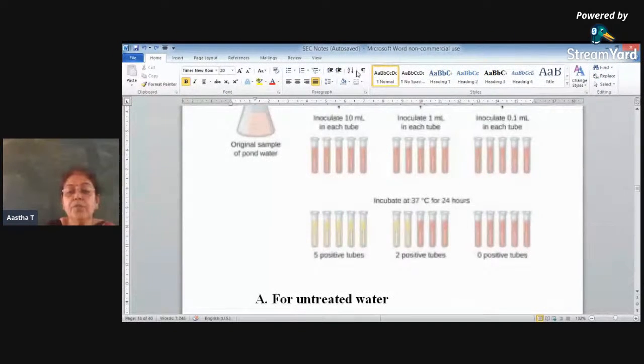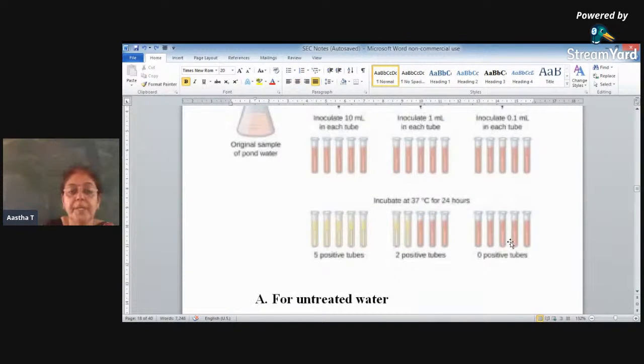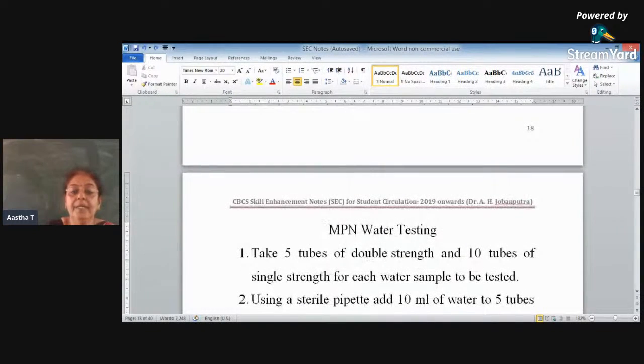So 5 tubes of first set are positive, 2 tubes of the second set are positive, and 0 tubes of third set are positive. Now 5, 2 and 0 is plotted on the McCrady's table, and from that table you will come to know the number of coliforms which are present in the sample. For untreated, again 15 tubes are taken, double strength 10 tubes, single strength 5 tubes. So you add again same way 10 ml, 10 ml, 10 ml sample.